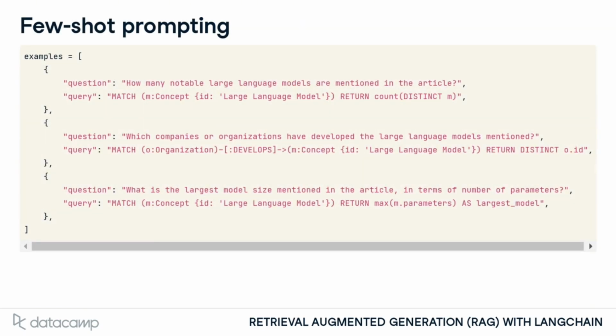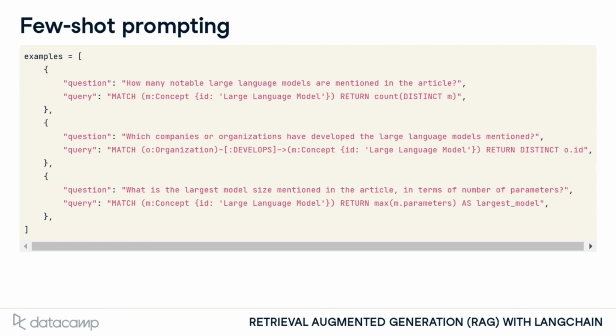Another great technique to improve the Cypher query generation is to provide the model with a few examples of user questions and their corresponding Cypher query. Few-shot prompting improves model performance on more complex queries, and it allows us to include more relevant examples for our use case.